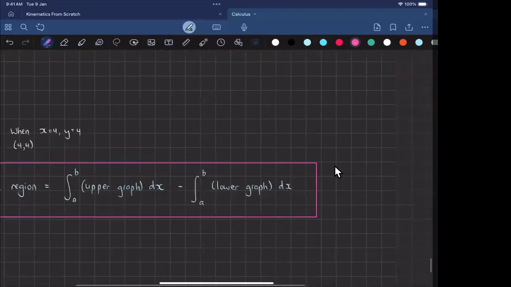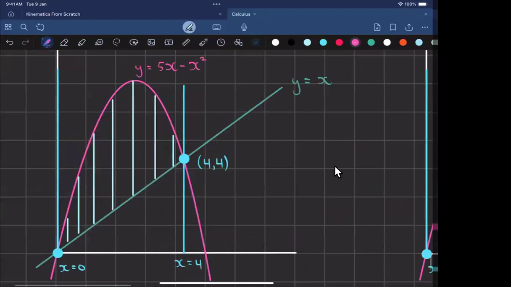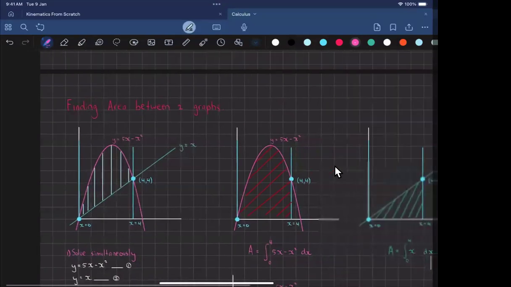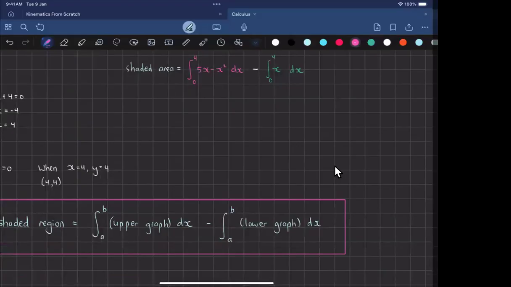So the upper graph, in this case, what was the upper graph? What was the graph above? Aliyah, what was the upper graph? Upper graph just means the graph on top. y is equal to 5x minus x, right? And the lower graph was y is equal to x, right? So that's the basic formula. You integrate the upper graph to find the area, and you minus from it the area of the lower graph. That's it.